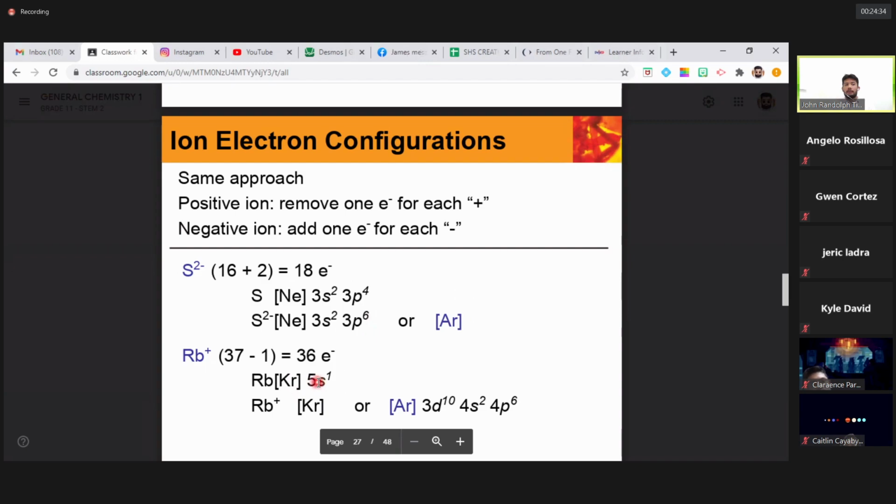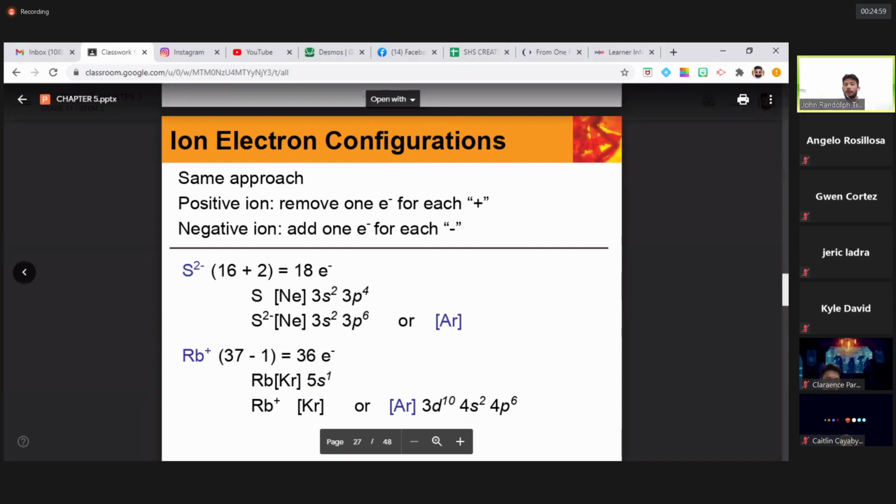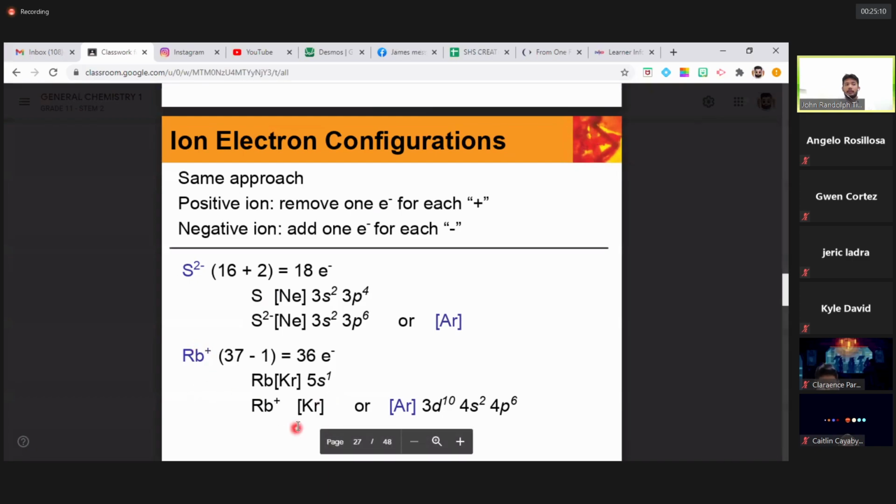Okay, krypton is 36, tama. Krypton is 36 plus 5s1, 37 for the neutral atom. Now, since it is a cation, rubidium plus is simply equal to the 36th atom in the periodic table. Ano yung pang 36 dyan guys sa periodic table? Paki-check. It's krypton. So that is why your rubidium plus can be written as krypton.